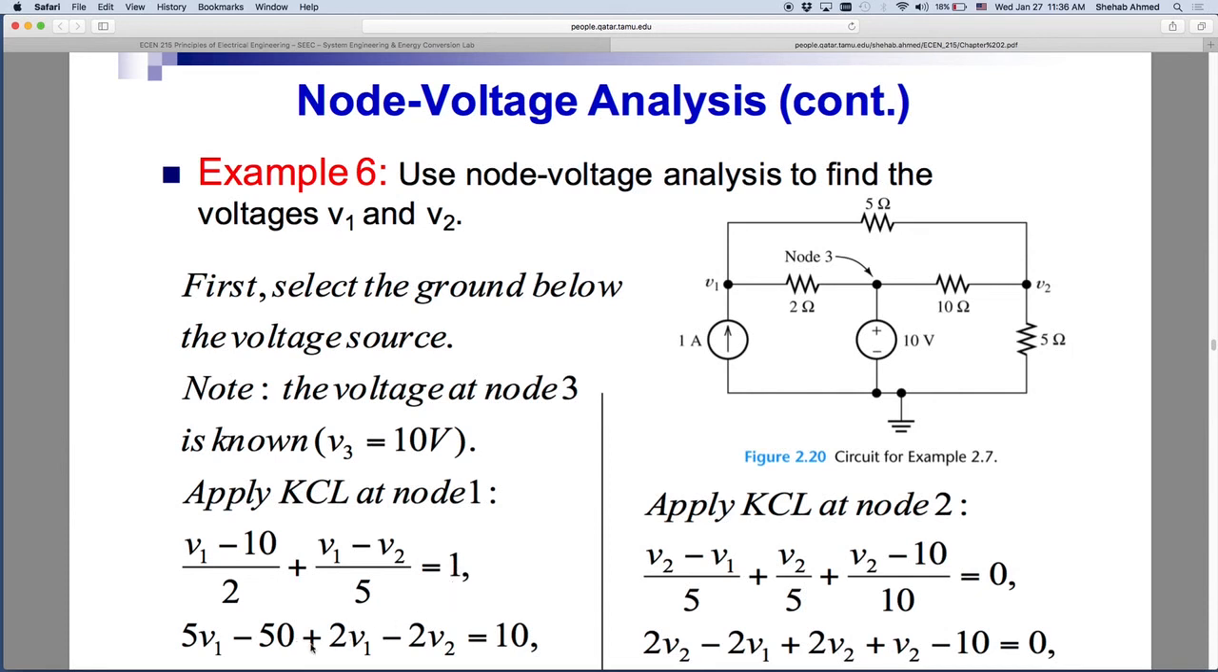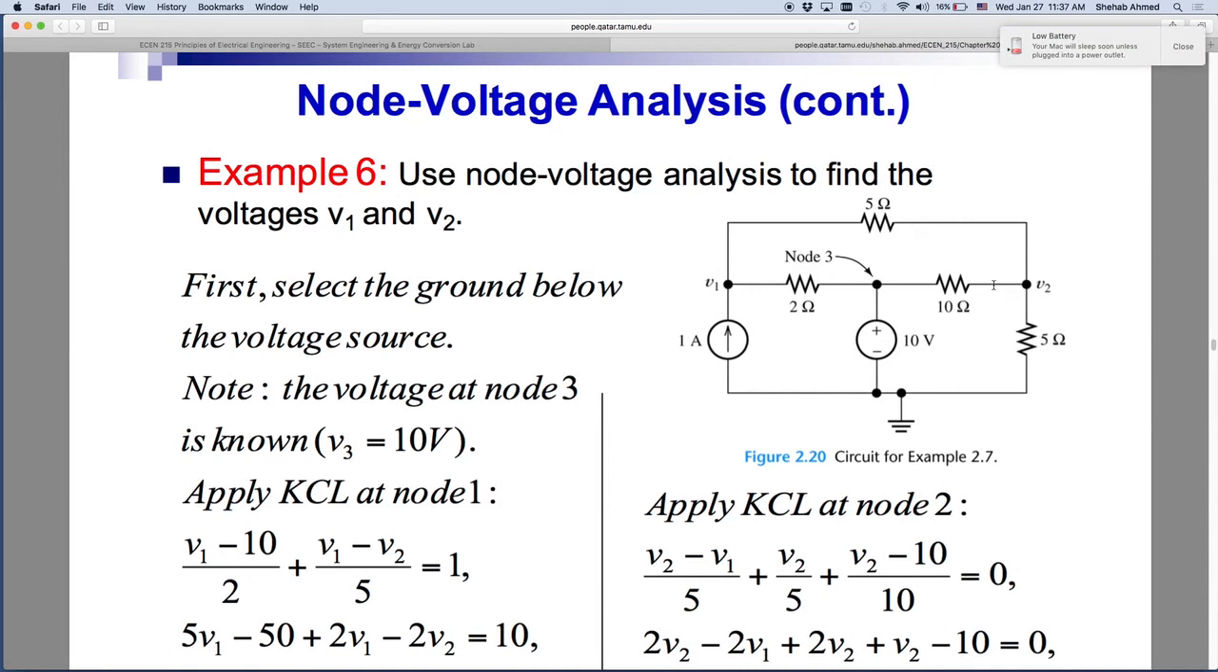Simplify this and rewrite it, common denominator, etc. You will get this equation. This equation is in terms of V1 and V2. So I have 2 unknowns. So I need another equation to be able to solve for the 2 unknowns. So the other equation I can get from applying Kirchhoff current law at node 2.